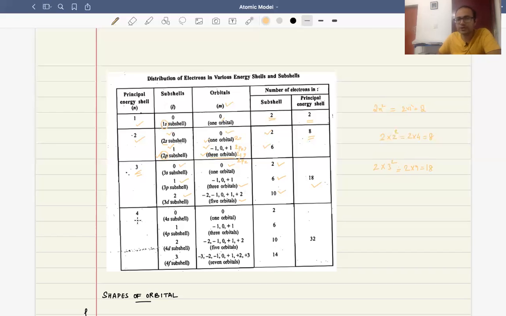Please try to do this further for the fourth quantum number, and try to understand correspondingly how the total number of electrons possible comes out to be 32. I hope you understood how these principal quantum numbers are related to each other, and how we can calculate the number of orbitals present, and accordingly calculate the number of possible electrons that each orbital can accommodate.